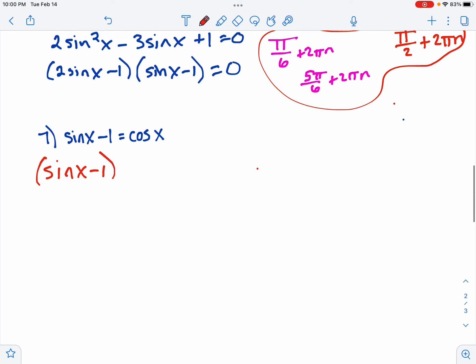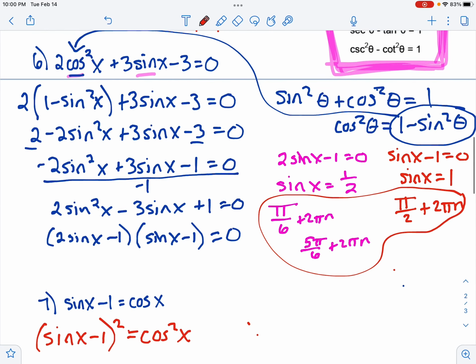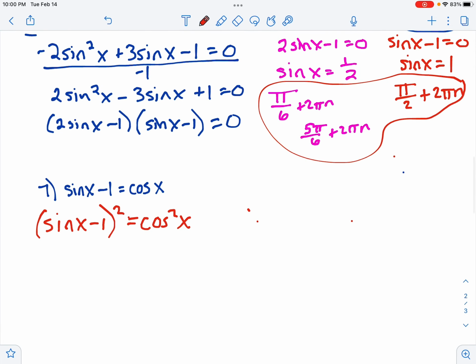I have sine x minus 1 squared equals cosine squared x. Well, what did we say cosine squared x is? It's right here. 1 minus sine squared x. And if I substitute that in, now I have an equation that's down to just sine. Remember, when you square this other side, you actually have to write this twice and FOIL. So when we FOIL, we get sine x squared, or sine squared x, whichever way you want to write that.